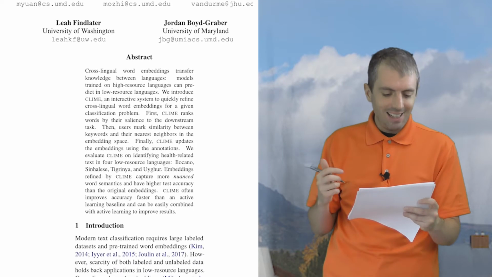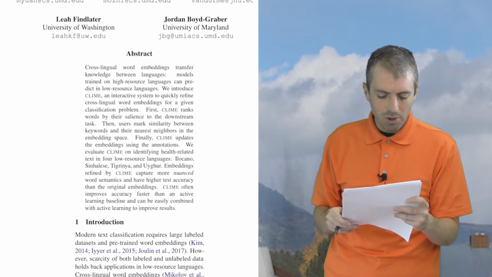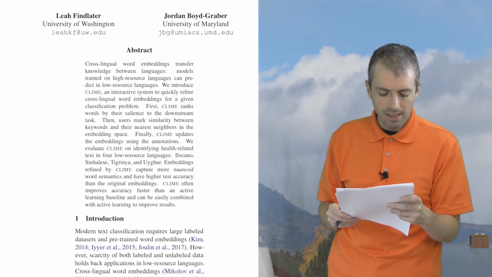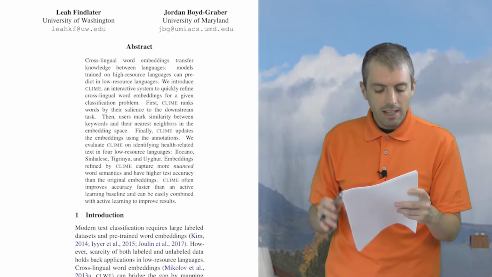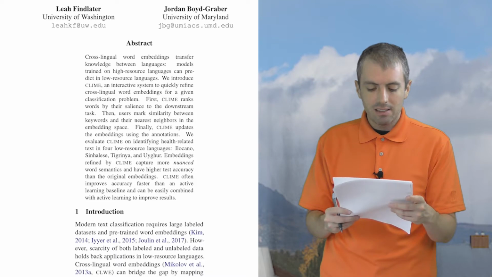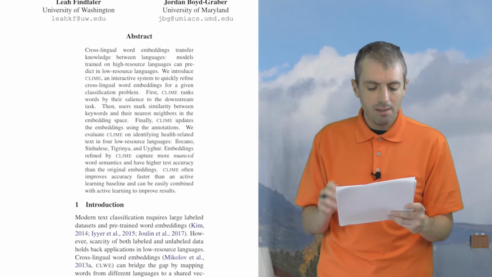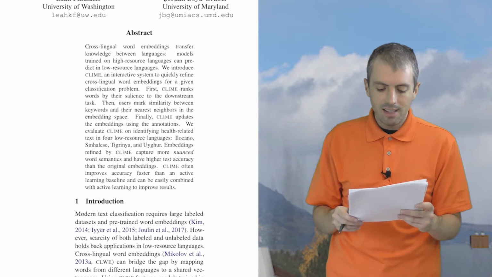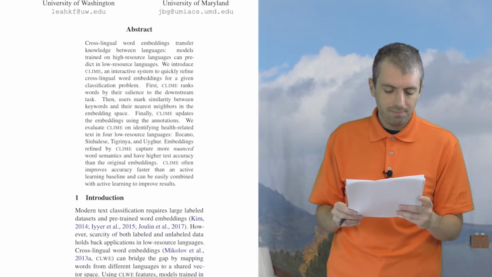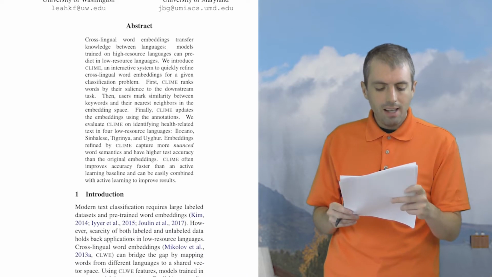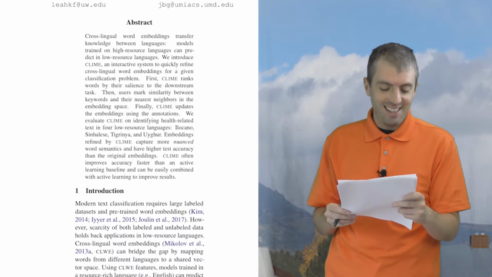We introduce Climb, an interactive system to quickly refine cross-lingual word embeddings for a given classification problem. First, Climb ranks words by their salience to a downstream task. Then, users mark similarity between keywords and their nearest neighbors in the embedding space. Finally, Climb updates the embeddings using the annotations.